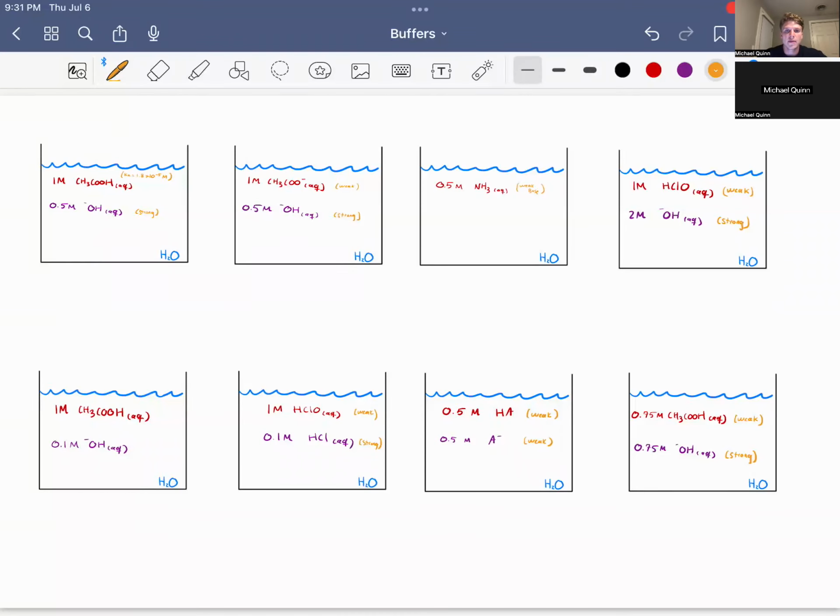Earlier in this module, I made a video very similar to this one where I examined individual beakers to see if they could make a buffer solution. Now that we know a little bit more about titrations, I mixed in some beakers that could use a titration to make a buffer. So going through each one of these beakers individually, let's see if we can make a buffer solution.